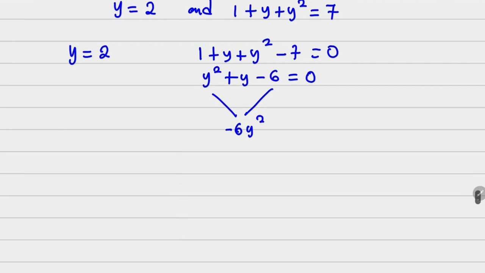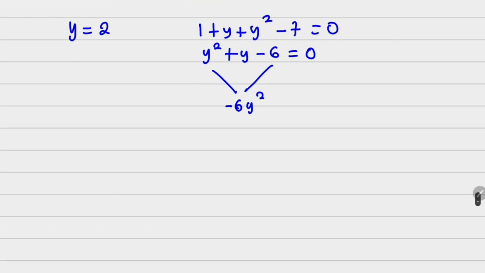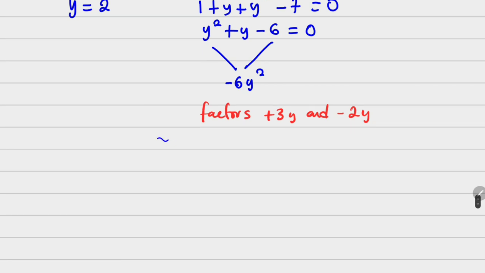Then I will get factors of 6y squared, minus 6y squared, which sum to give you plus y. And the factors will be plus 3y and minus 2y. So having it in the equation, I'm going to have y squared plus 3y minus 2y minus 6 is equal to 0. Then grouping it in twos, what I'm going to have is to factorize further.